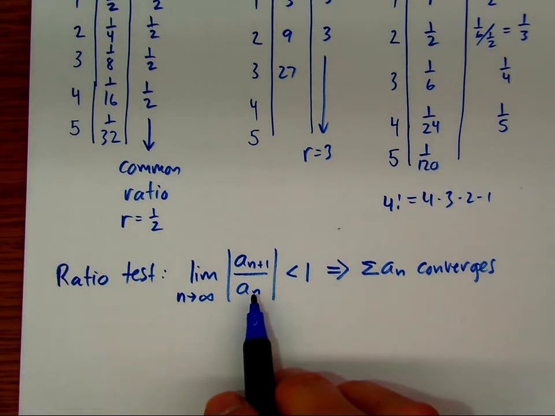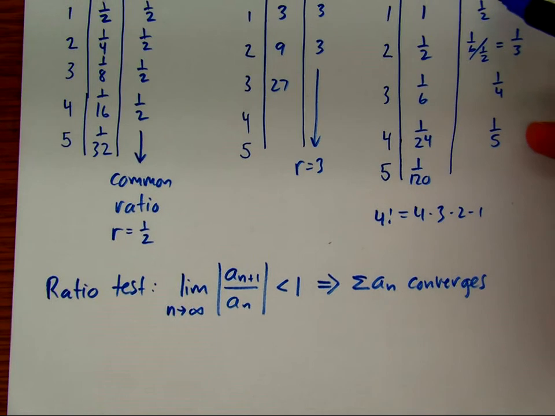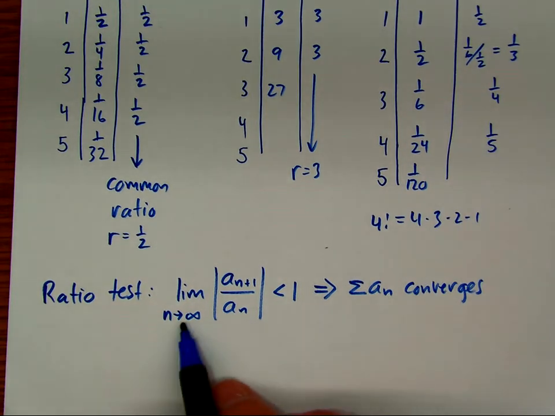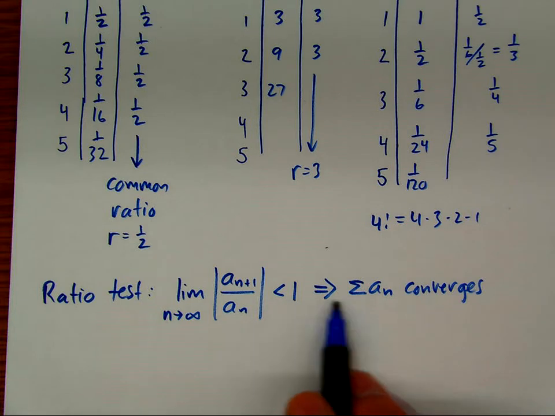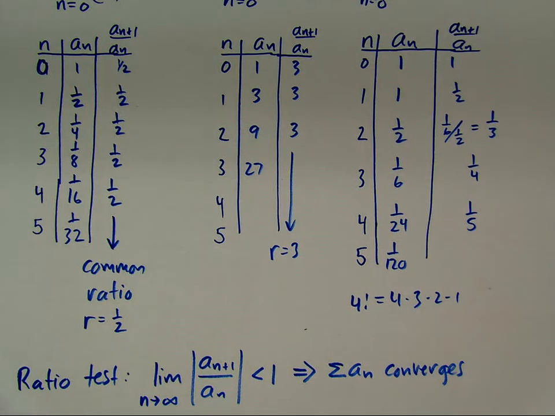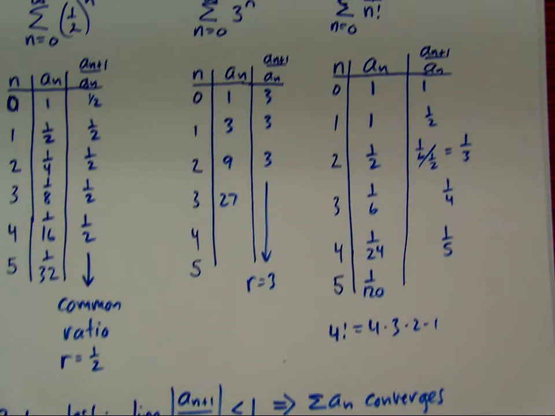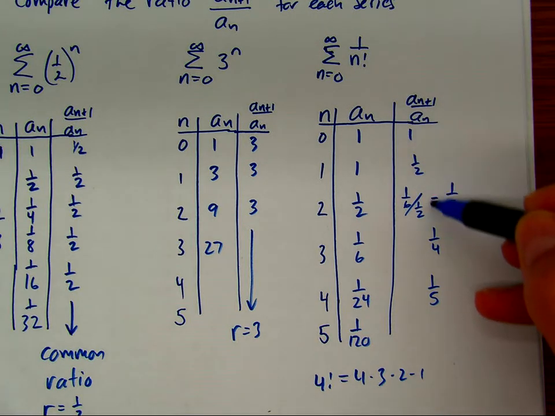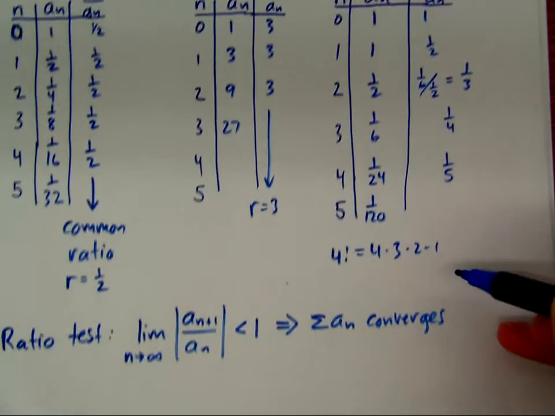So, like we saw here, the limit of the ratio is less than 1. So that means this series will converge. This series converges because its ratio, the limit of the ratio, is less than 1.